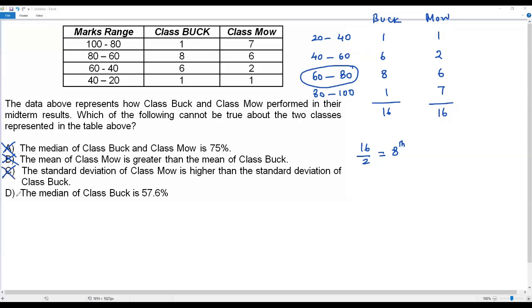So I'm pretty sure option D cannot be true, because we already got that the median of the marks range for class Buck is between 60 and 80. But the median of class Buck given in answer choice D is 57.6%. That's not possible because this value, 57.6, is not between 60 and 80. So the statement in answer choice D cannot be true. So the correct answer choice for this question is answer choice D: the median of class Buck is 57.6%.